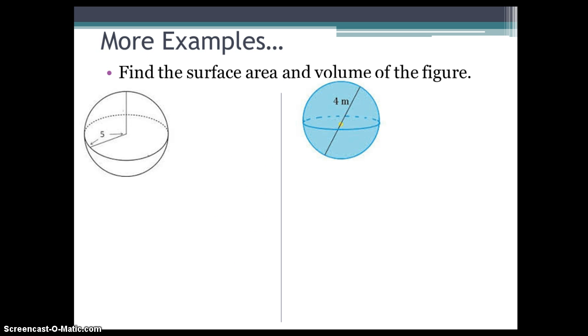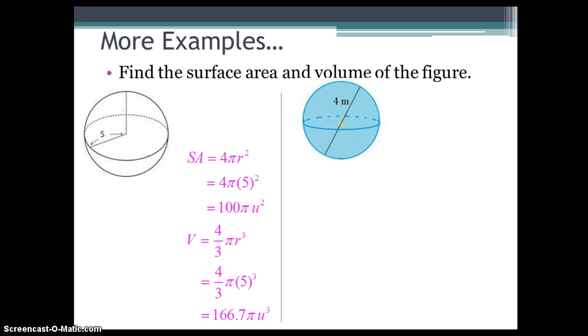So let's look at 2 more examples, finding the surface area and volume of the figure. So in the first one, my radius is 5, so my surface area is 5 squared times 4 times pi, or 100 pi units squared. My second one, I still have a radius of 5, but now I'm cubing it and taking 4/3 of that, giving me 166.7 units cubed.